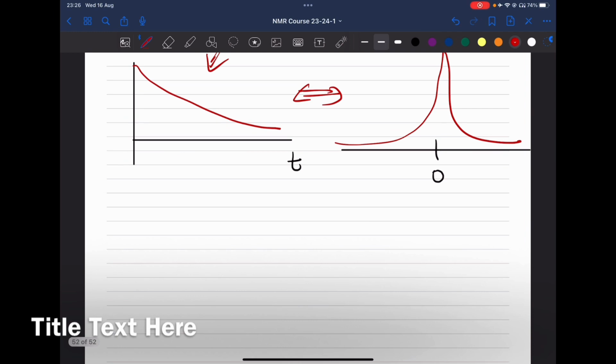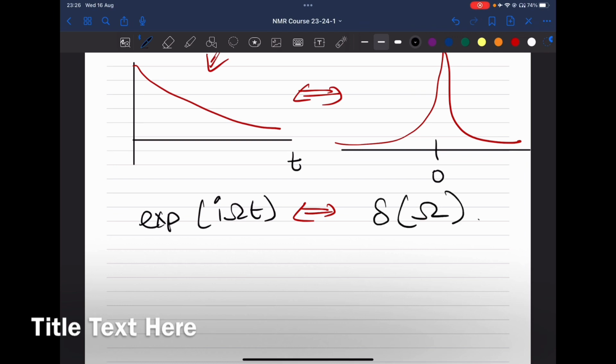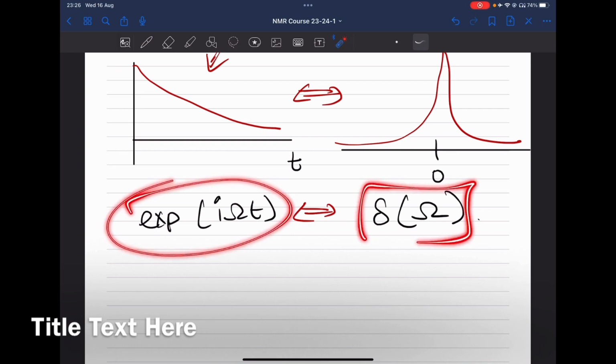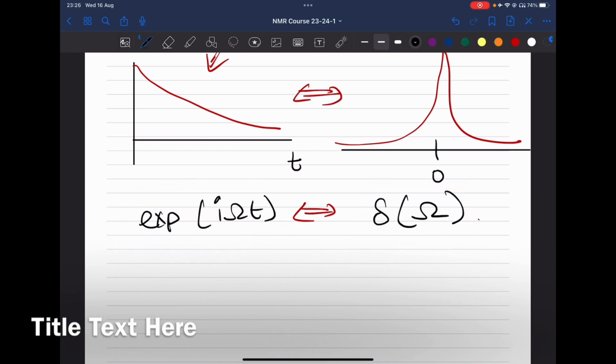So what are you able to understand from this? exp i omega t when Fourier transformed gives you a Dirac delta function at capital omega. Because it has a combination of cos part and the sine part, therefore you end up getting this. Let's also draw this to make our point nice and easier.